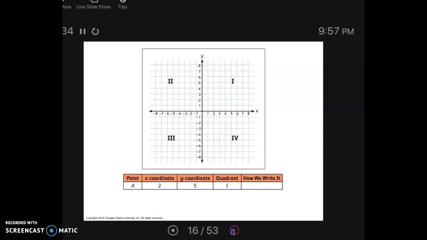For point A, the x-coordinate is 2 and the y-coordinate is 5. This point is in quadrant 1. We write the point this way, parentheses 2, 5. Point B has an x-coordinate of -6 and a y-coordinate of 1. This point is in quadrant 2, and we write it this way.